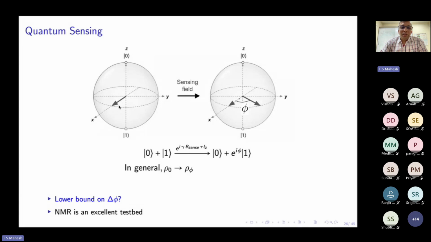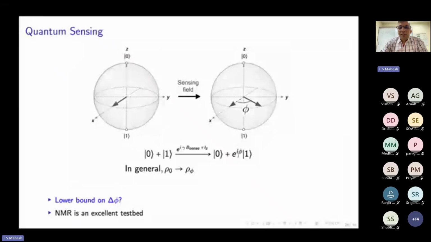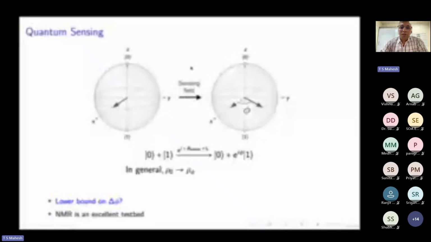And if this state is sensitive enough, then it evolves under this weak sensing field and it gets a relative phase. So the state goes to another point on the equator, and so you get a relative phase. And now that relative phase is to be measured. Once you measure that relative phase, from that you can work out what was the field that you wanted to sense.